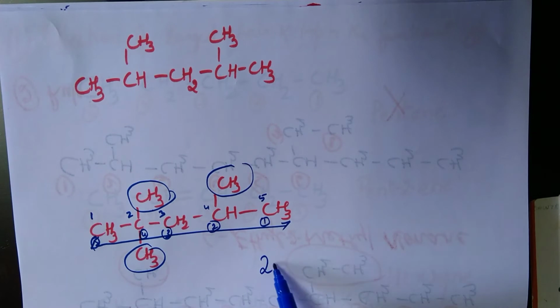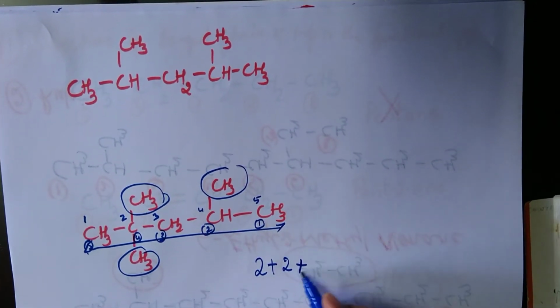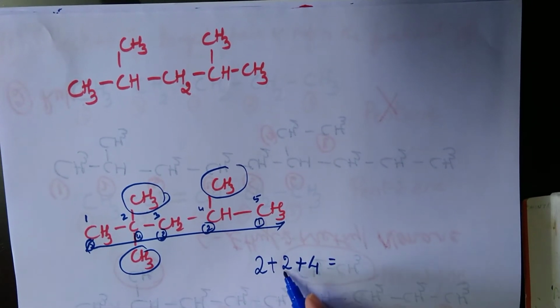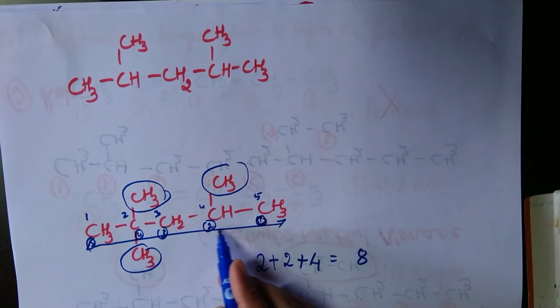Another methyl group is also at number 2 position. And the third one is at the 4th position. Add them: 4, 5, 6, 7, 8. So if you start numbering it from the other side where I have circled.